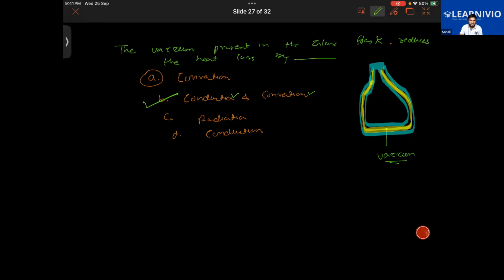Neutralization is the reaction when an acid reacts completely with a base to form salt and water. Example, hydrochloric acid plus sodium hydroxide is equal to sodium chloride plus H2O. Very good.